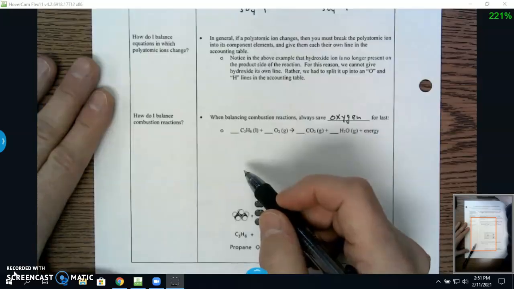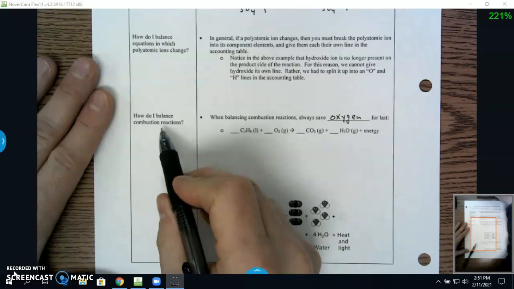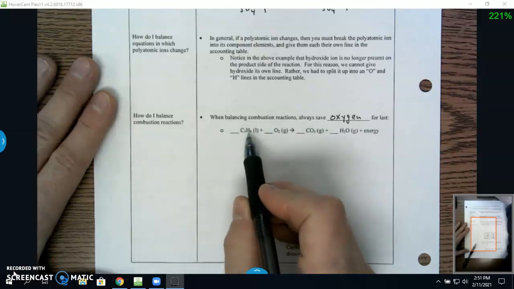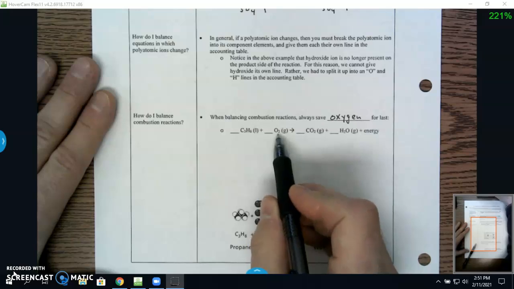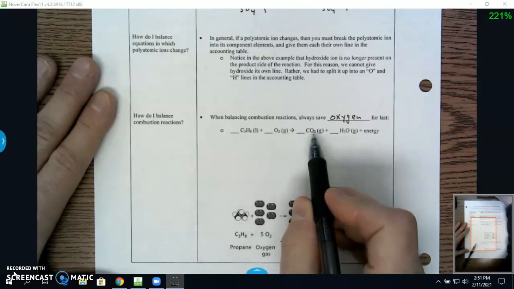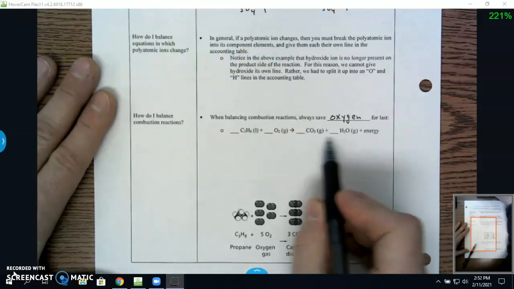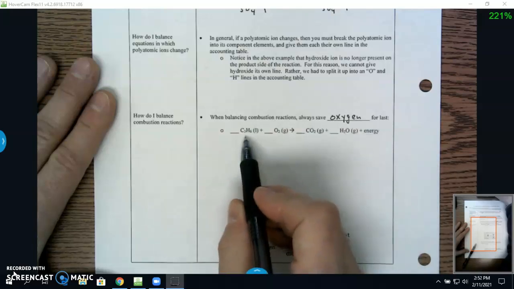Moving down to the bottom of the page of notes, we have a guiding question about combustion reactions, so we need to talk about the pattern of combustion reactions real quickly. So remember, combustion reactions always have a hydrocarbon plus diatomic oxygen, and it always makes carbon dioxide, water, and releases energy. So this is a good example right here of a combustion reaction.